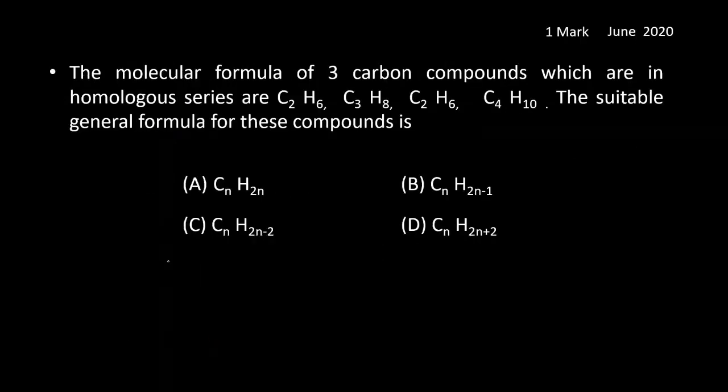Next question is, the molecular formulas of 3 carbon compounds which are in homologous series are C2H6, C3H8, C4H10. The suitable general formula for these compounds is. In these 4 options, option D, CnH2n plus 2, is the correct general formula for these compounds.